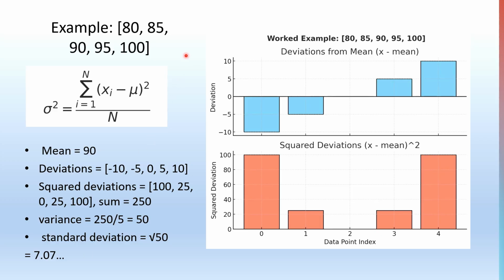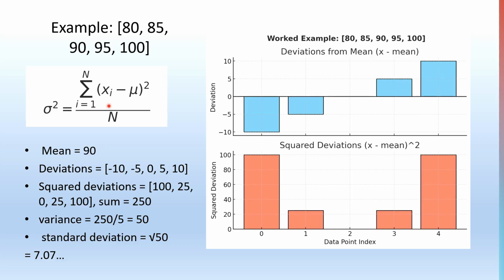Let's do an example. We've got 5 data points: 80, 85, 90, 95, and 100. We're going to use this formula right here to calculate our variance. So we know the mean: if we add up 80, 85, 90, 95, 100, that's 450. Divided by 5, that's 90. So the average, or the mean, is 90.